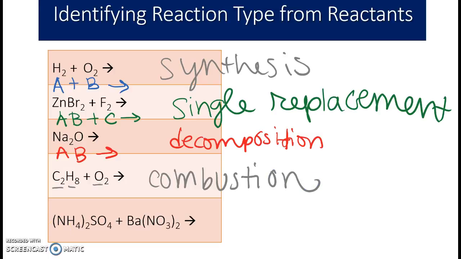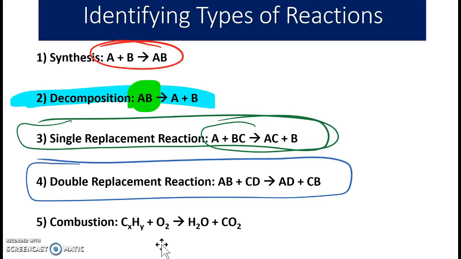And then in our last example, we have a bunch of polyatomic ions. Each one will assign to a letter. So you can see that we have two compounds here. So two compounds, AB plus CD, that will be a double replacement reaction. That's the only type of reaction where you have two compounds.